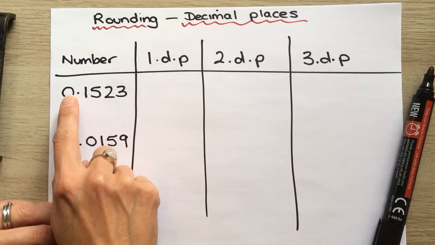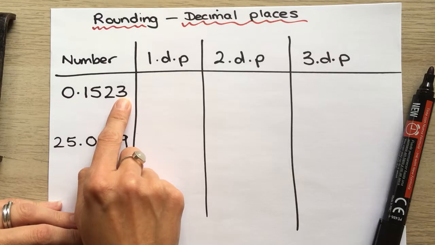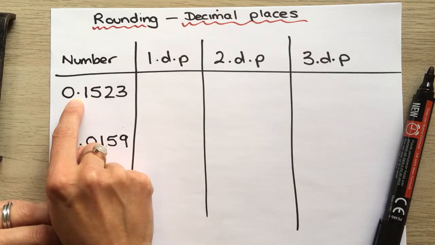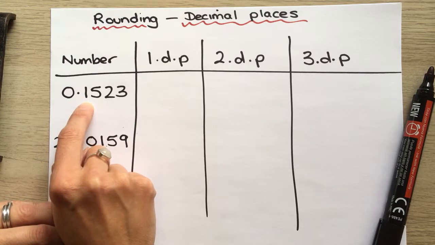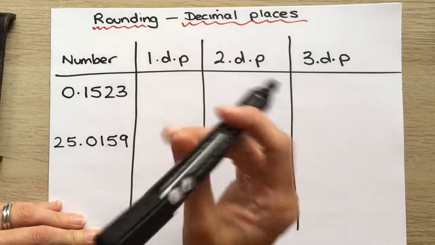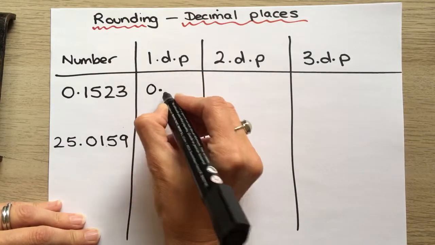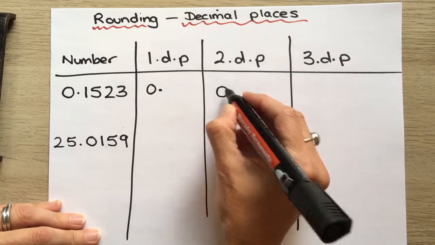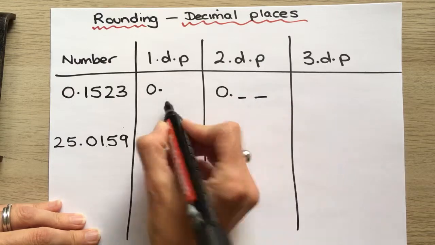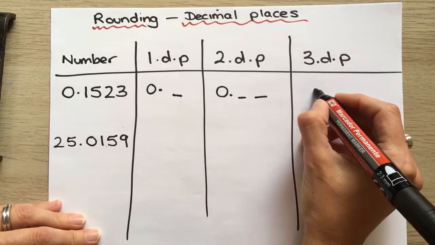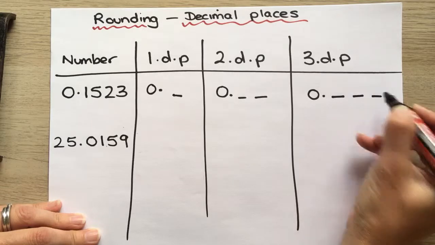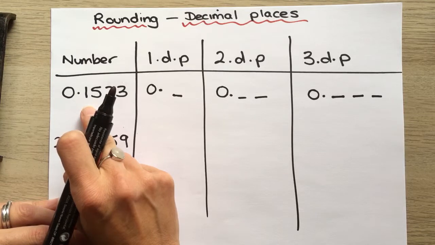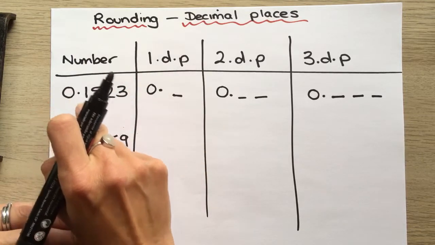So if you start off with this number 0.1523, then if we're going to round to 1 decimal place, we look for the decimal point and we're looking for the first digit after the decimal point. So our number is going to be 0 point something. And if we're rounding to 2 decimal places, it's going to be 0 point something something. And if we're rounding to 3 decimal places, it's going to be 0 point something something something, because we need 3 decimals.